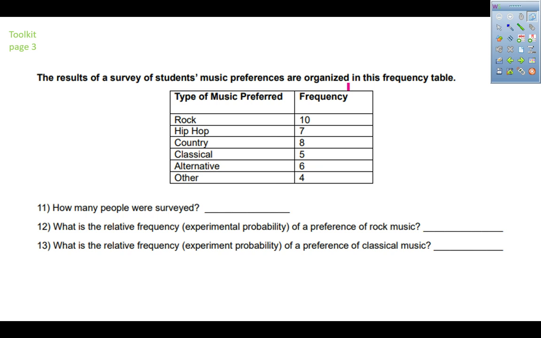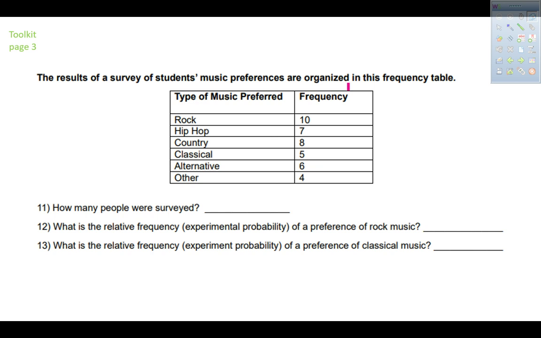You'll see this table. It says the results of the survey of students' music preferences are organized in this frequency table. Okay, so frequency means like how often something happens. So when it says type of music preferred, rock, and then frequency of 10, that means that 10 students selected that to be their favorite type of music. When it says hip hop, frequency 7, that means 7 students selected that to be their favorite.